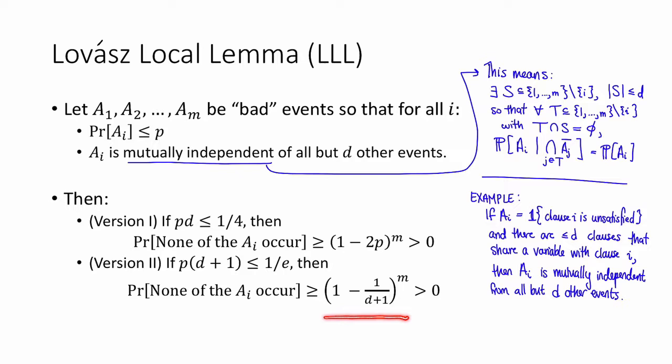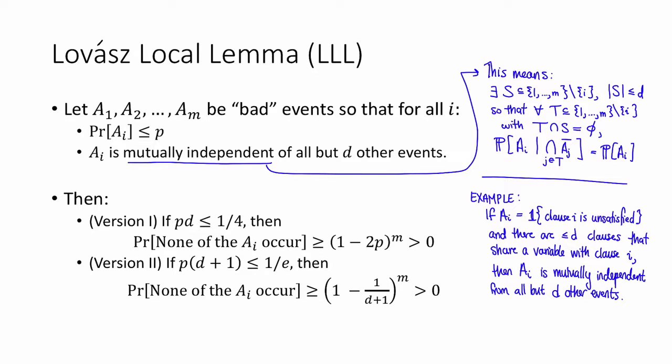What both of these versions are saying is that as long as d isn't too big, like it's on the order of 1 over p, then we get the same conclusion that we got on the previous slide when we were assuming that everything was independent. That is, there's some positive probability that no event occurs. Intuitively, as long as the dependence is local enough, meaning that no event is dependent on too many other events, then they might as well be independent, as far as this calculation is concerned.